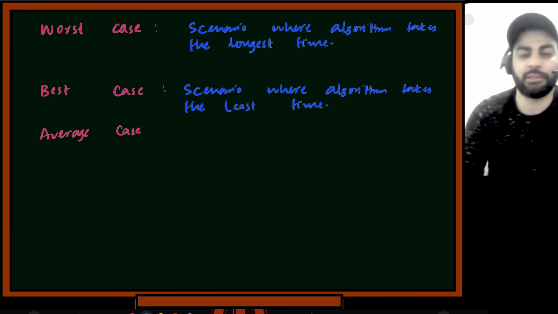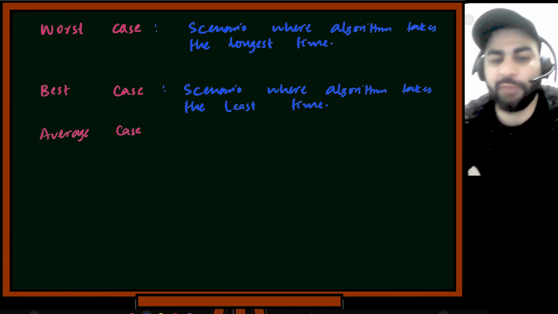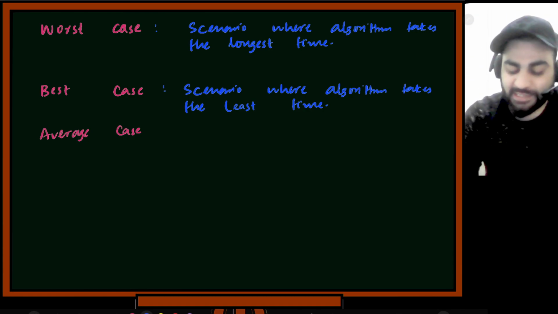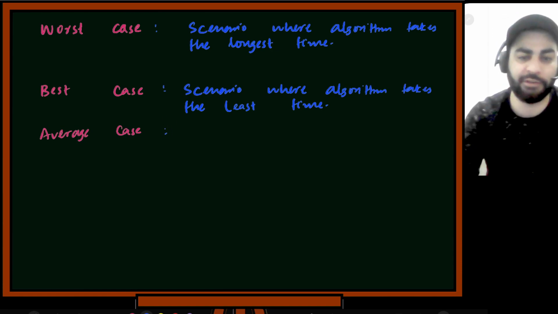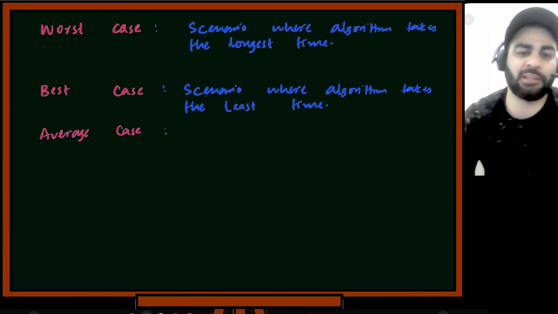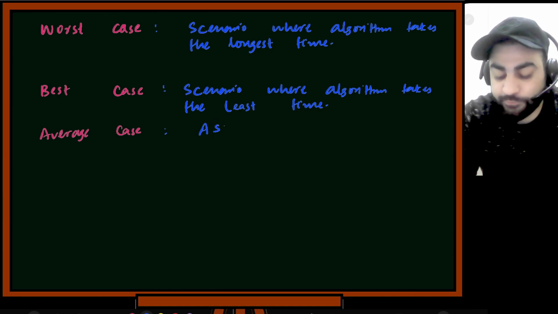Okay. Then what is the average case? It provides a prediction about the running time of the algorithm. If you run the algorithm many times, on average, how much time does it take? You know what average means: you run it a lot of times and then you take the average. So here we assume that the input is random.